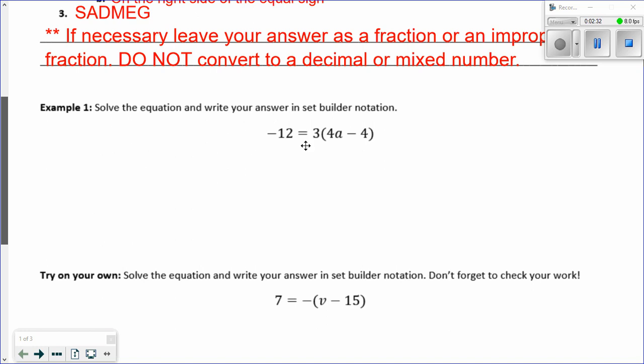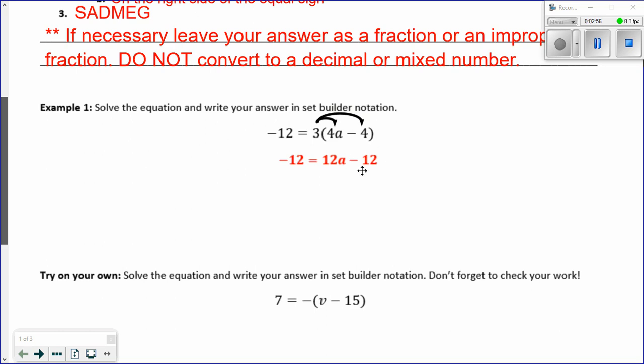Okay? So on the left side, there's nothing to distribute, but there is on the right side. So I'm going to distribute that 3 to both the 4a and the negative 4 and do that multiplication. So now I have negative 12 equals 12a minus 12. There is nothing to combine on either side, so I can go straight into SAD-MAG.